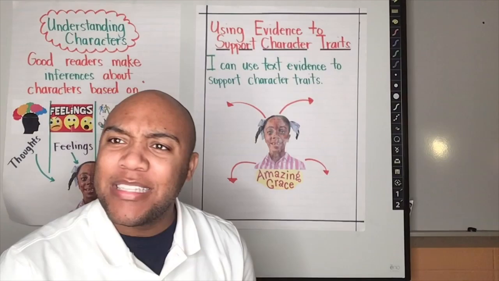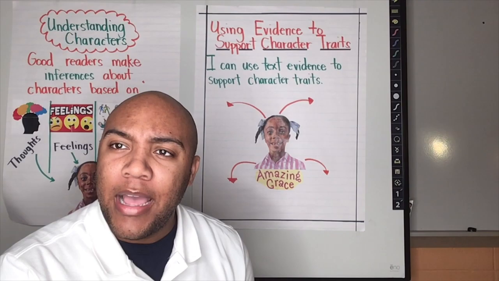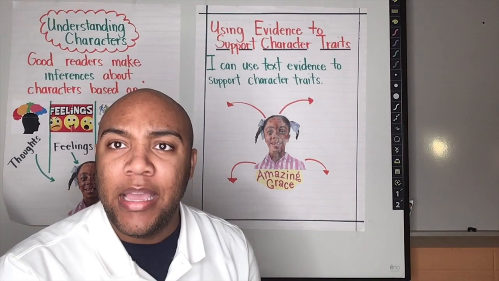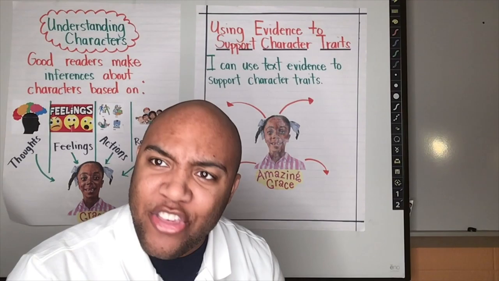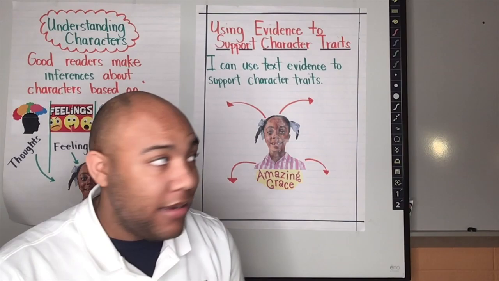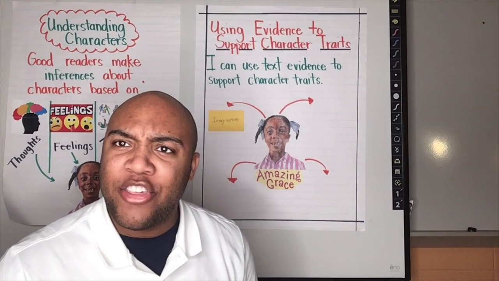Now, I'm going to stop here and I'm going to think. What do I know about Grace so far? I know that Grace enjoys acting out stories and she loves listening to them. And she loves getting them from Nana's long memory. So if I could think of a word that describes Grace right now, I would say that Grace is very imaginative. She uses her imagination a whole lot so far. Let's go back to the text and see. How do we know that she's super imaginative and she uses her imagination a whole lot?